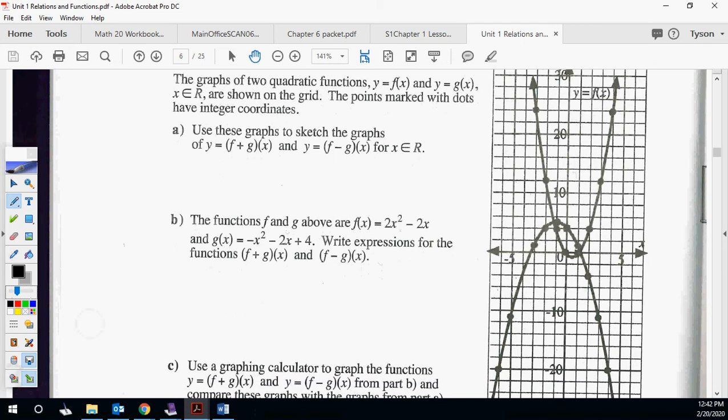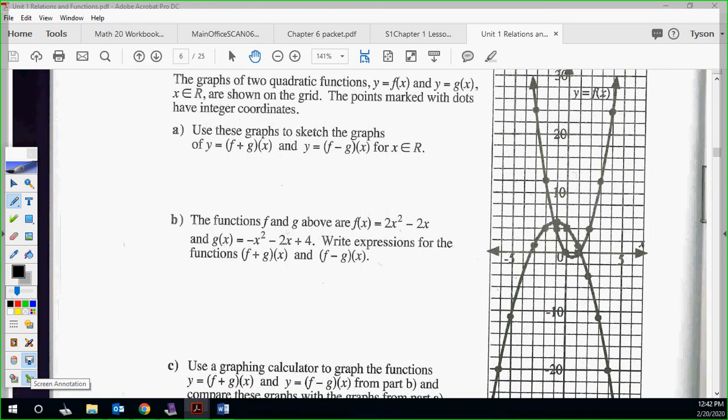All right, the graph, so we said that they're integer coordinates. Okay, use a graph to sketch the graphs of f plus g of x, f minus g of x. They like to do these. I've seen this a couple times in the diploma, okay, where they give you the pictures and they want you to do f of x plus g of x. And so what you do is, what doesn't change? The x's. Your x is your inputs no matter what.